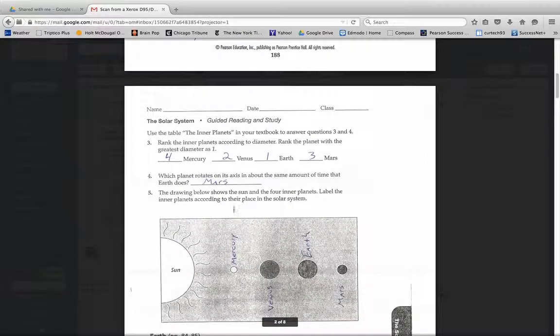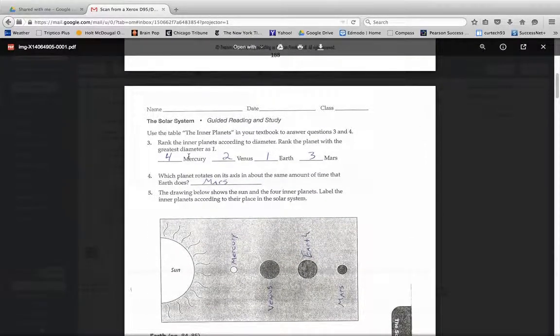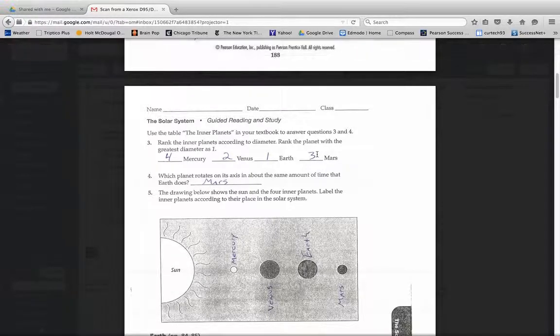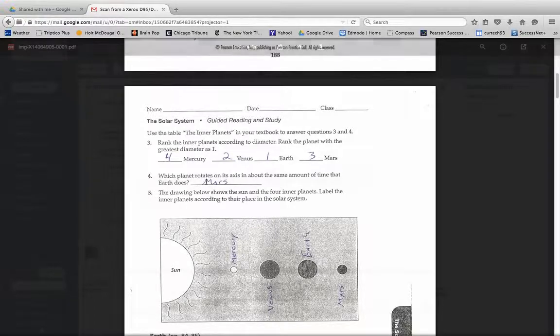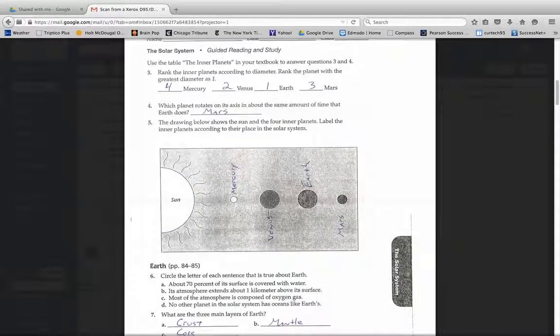All right, three, the inner planets according to diameter. So Mercury is the smallest. Venus and Earth are pretty close. The Earth gets the edge, and then Mars is the third smallest. Four, which planet rotates on its axis in about the same amount of time that Earth does? So Mars. So that means 1 day on Mars is similar to 1 day on Earth as far as duration of time. And here's the order of the four terrestrial planets.